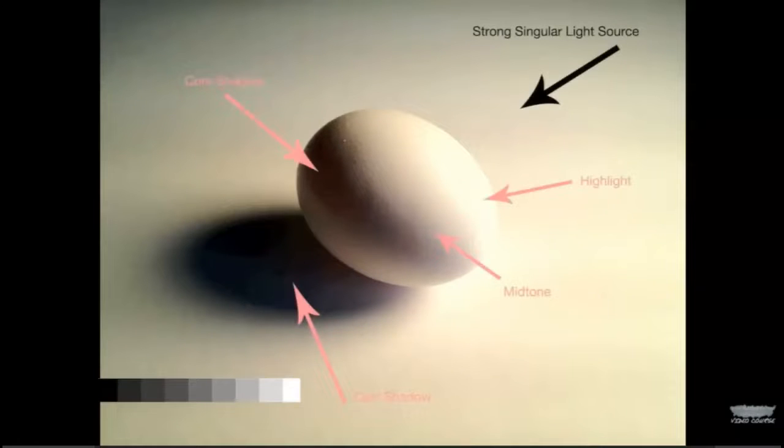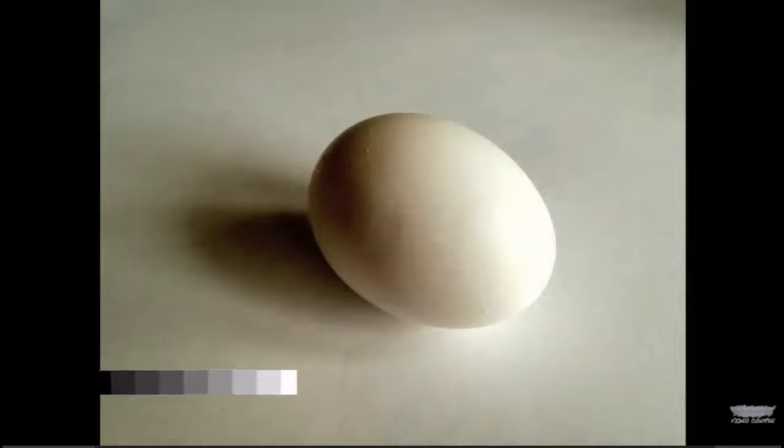You can see here the strong singular light source and where it's coming from. I've also illustrated the highlight, the midtone area, the core shadow, and the cast shadow. Notice how the light affects the highlights and shadows and the tints and the shades.